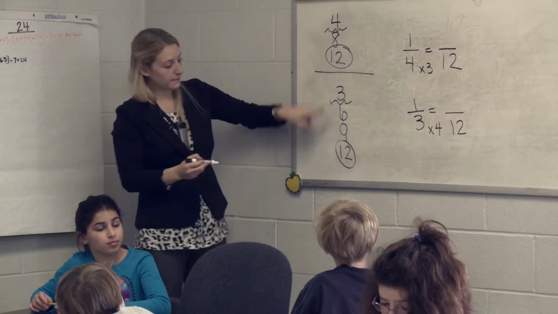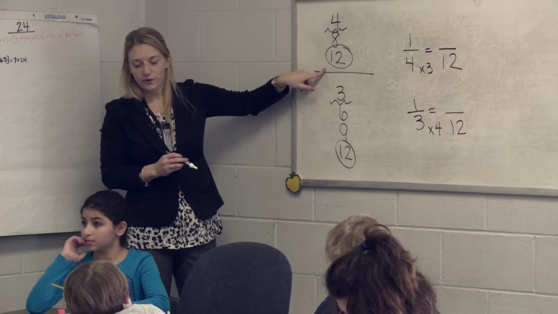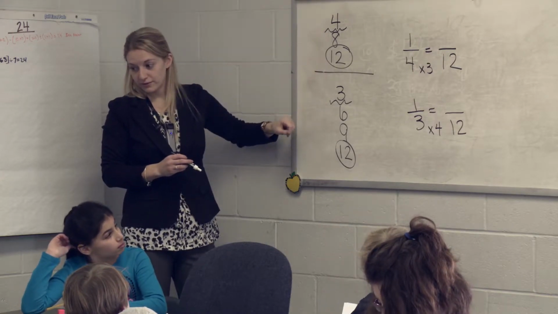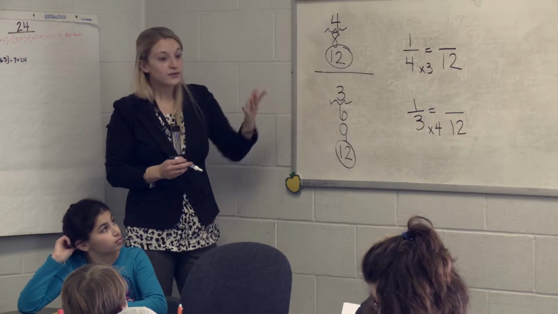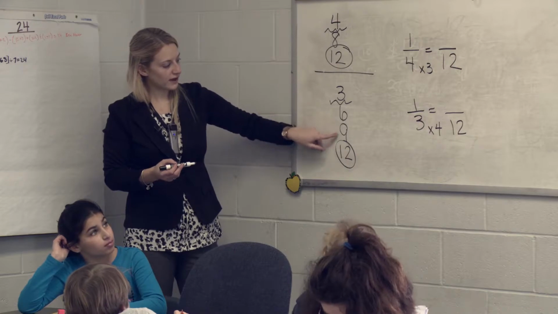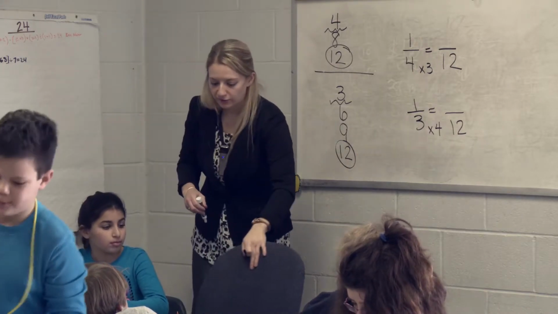Because it's a common factor. No, what are we just talking about? What are these? 4, 8, 12. Common multiple. So that's why they work. 4, 8, 12, 3, 6, 9, 12. They have that in common. That's why it works. All right, so let's look at the next one.